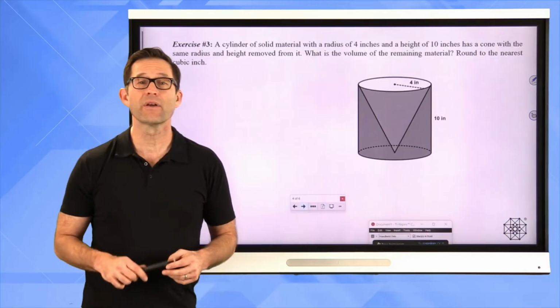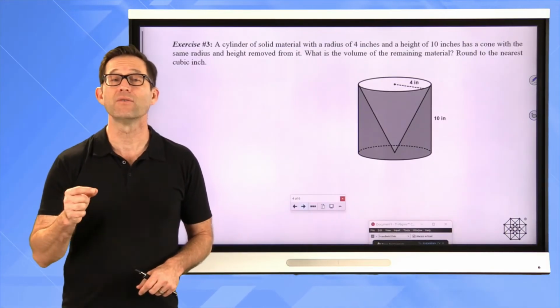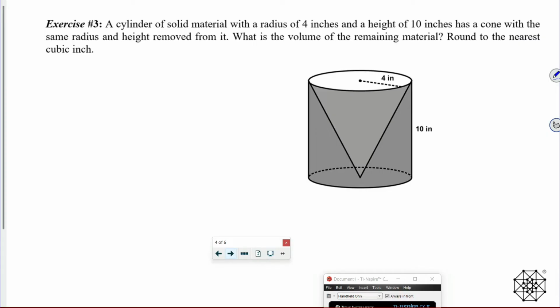Okay, let's take a look at exercise number 3, where we combine two shapes. A cylinder of solid material with a radius of 4 inches and a height of 10 inches has a cone with the same radius and height removed from it. What is the volume of the remaining material? Round to the nearest cubic inch.